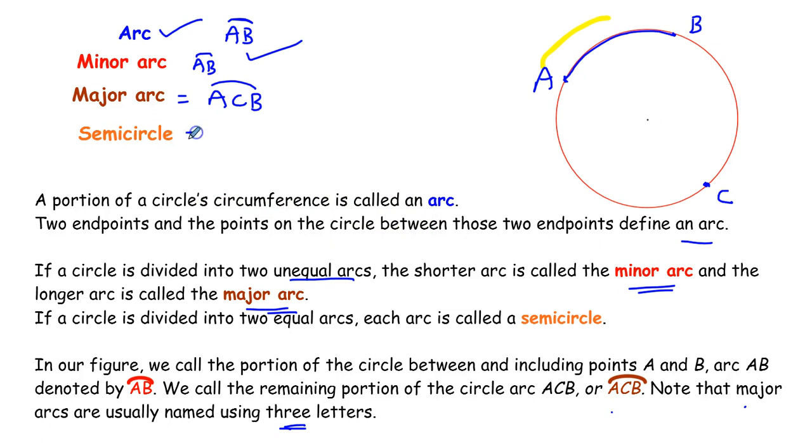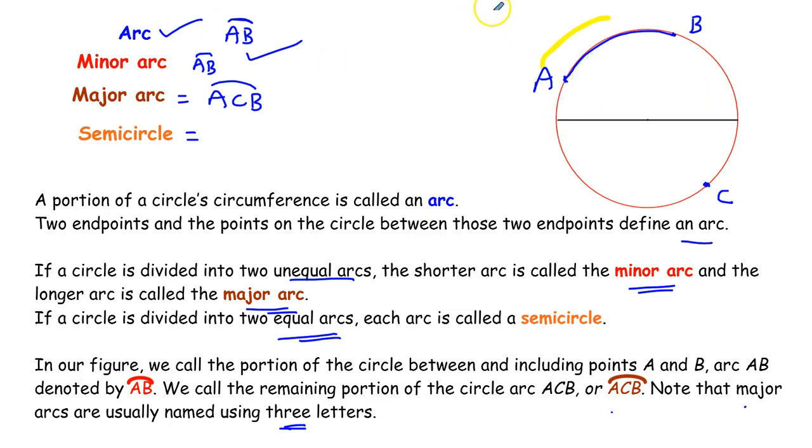Now the next word here is semicircle. What is a semicircle? If the circle is divided into 2 equal arcs, then each arc is called a semicircle. Now what is the best thing that can divide a circle into 2 parts? It is the diameter. So this diameter divides the circle into 2 parts. Right? Now this is one semicircle I got from the diameter, and this is the other semicircle.